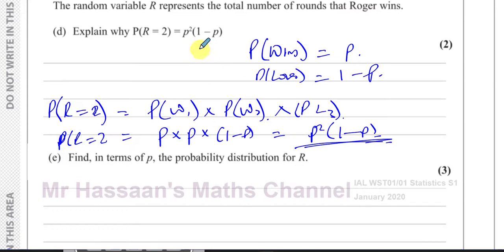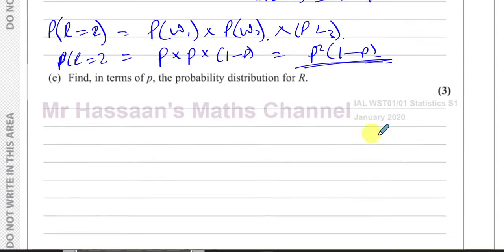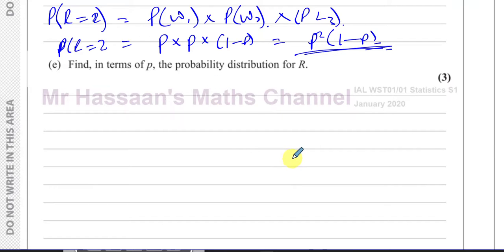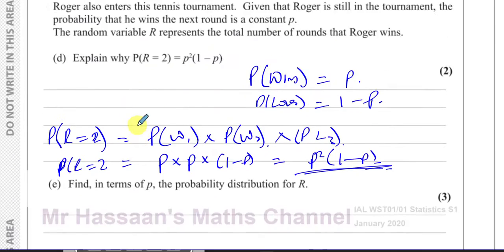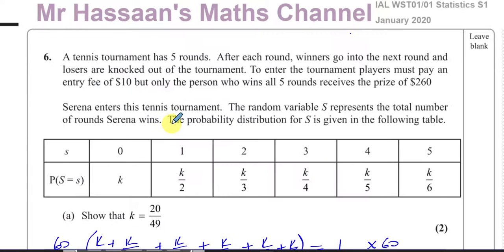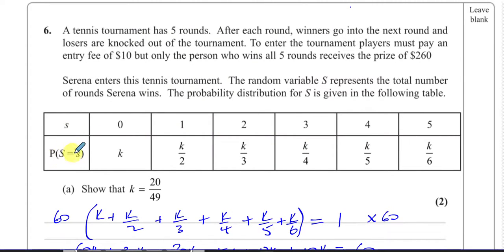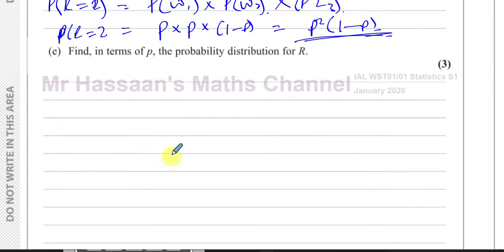Okay, so that's p squared times 1 minus p, as they ask us to show. Then it says, find in terms of p the probability distribution for r. So we've got to do something similar to the table that we had here, but in terms of r. So instead of s and the probability that s equals s, we'll have r and the probability that r equals r. So we have r, and we have the probability that r equals r.